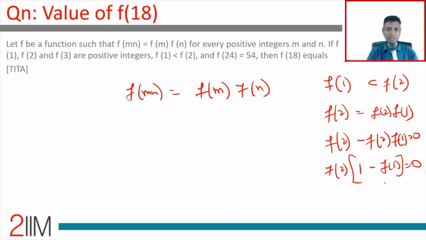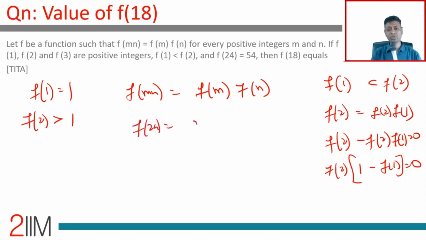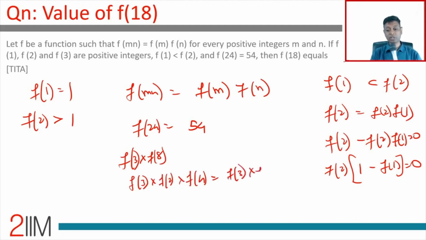If f of 2 were 0, then everything would become 0. Then f of 1 and f of 2 would be equal. That's not possible. So f of 1 is 1. They're positive integers. So f of 2 is greater than 1. That much we know. And it's a positive integer greater than 1. Right? F of 24 is 54. This is f of 3 into f of 8, or f of 3 into f of 2 into f of 4, or this is f of 3 into f of 2 whole cube.